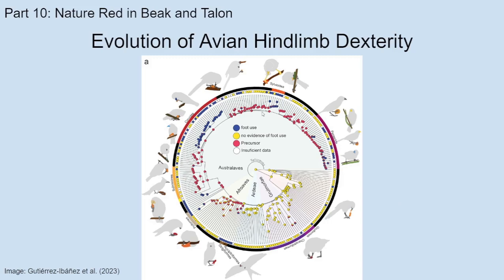And so it does seem very plausible to me that there's this logical transition from tree dwelling to being able to manipulate objects with the feet. And so it's pretty cool that they were able to quantify this occurrence in birds. And so this, I guess, could be another major characteristic that we could bring up when we talk about Telluraves, is that they're a group of birds that have frequently evolved the ability to use the feet to manipulate objects.